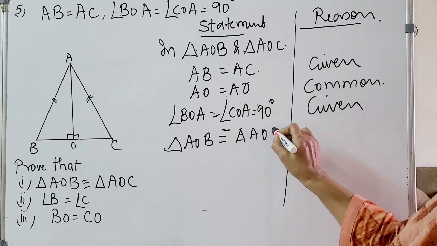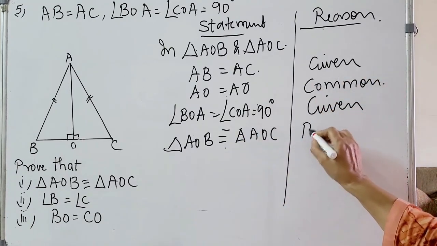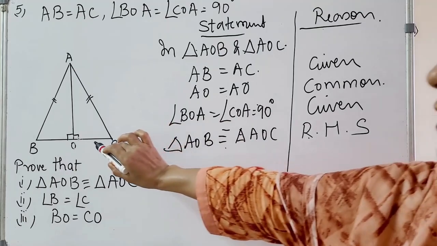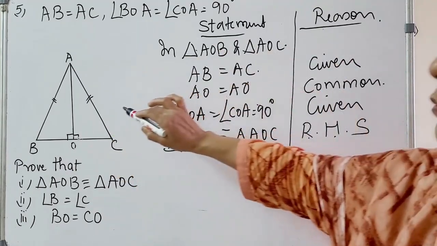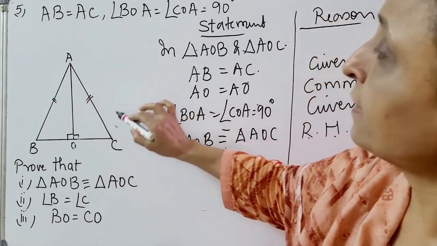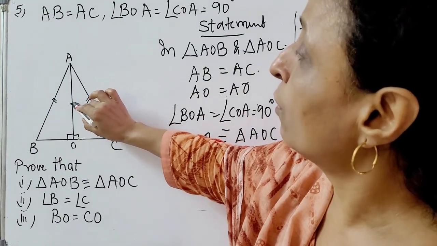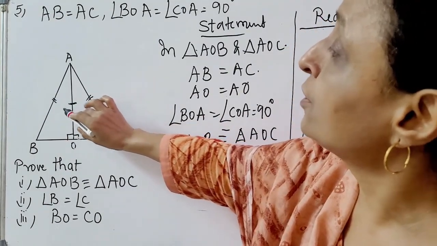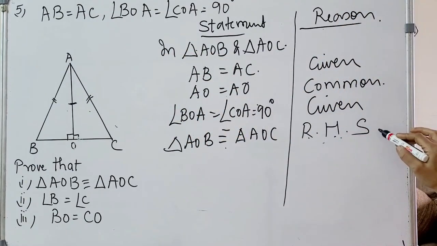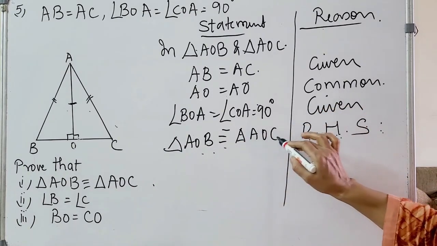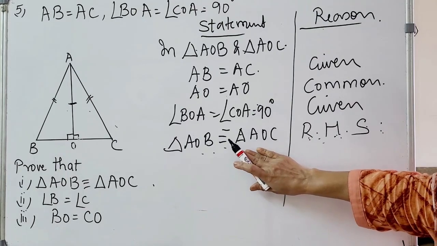Now you know that these two triangles, AOB and AOC, are congruent by the RHS test. That is, right angles are equal, the hypotenuses AB and AC are equal, and another side, AO, is congruent. Therefore these two triangles are congruent by RHS test, that is right angle, hypotenuse and side. So now you have proved triangle AOB congruent to AOC. One part is proved.